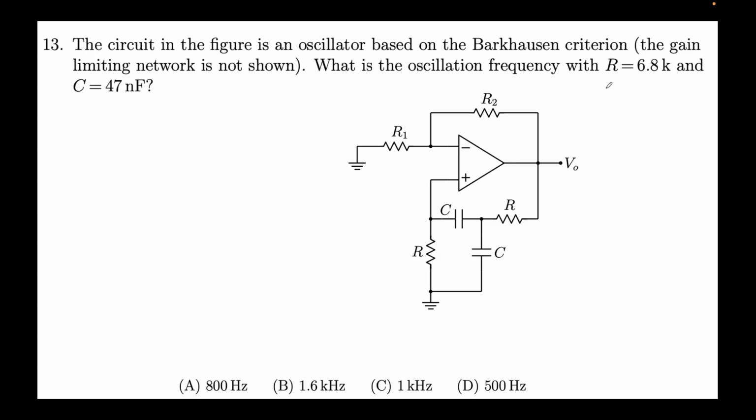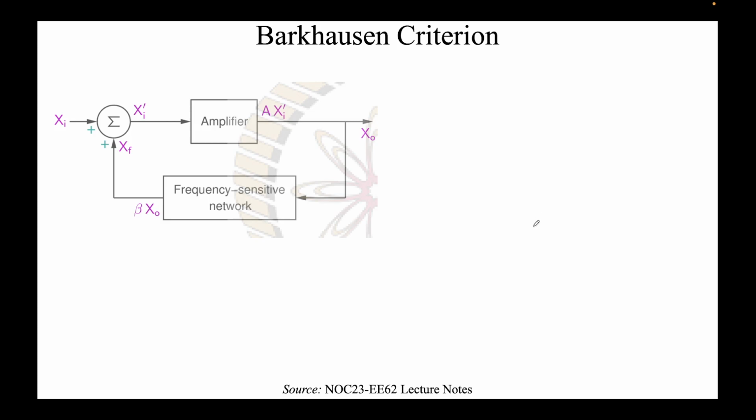What is the oscillation frequency with R equal to 6.8 and C equal to 47 nanofarad? So this is the circuit that has been given to us. A quick overview of Barkhausen criteria: this is your amplifier, your op-amp essentially, and you are feeding an input here, and there's a frequency sensitive network here. This is the output, and this is a positive feedback, as you can see from this plus sign, and it is fed into the amplifier. The gain for this amplifier, the open loop gain and the closed loop gain, turns out to be frequency dependent, like this, right?